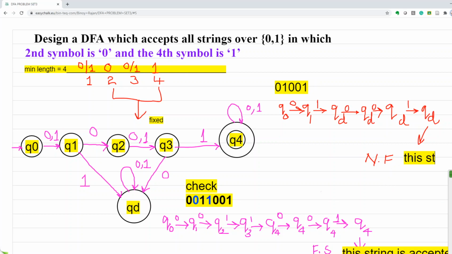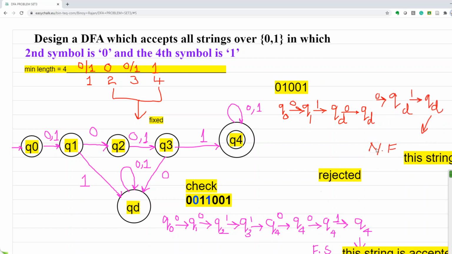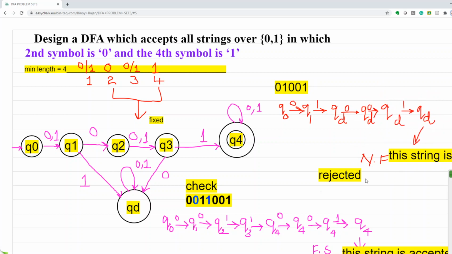This string is rejected. Okay. In the first condition it can be 0 or 1, second symbol it should be 0, and fourth symbol should be 1. So here the second symbol is 1 and the other one is 0, so it should not be accepted by the machine. Now let's move to the next question.